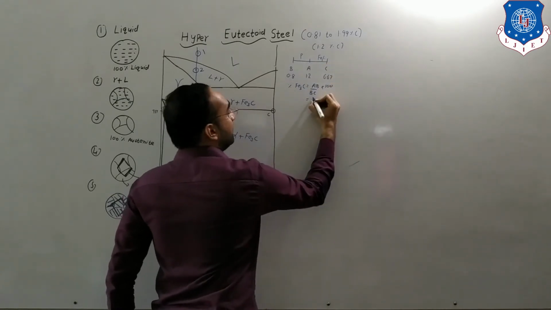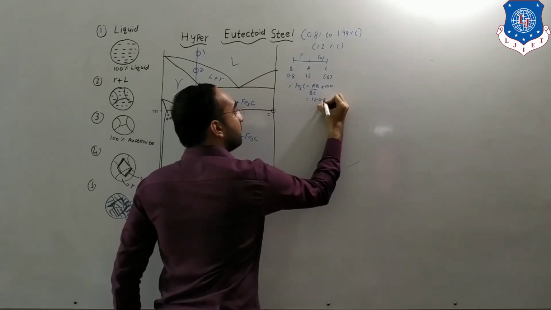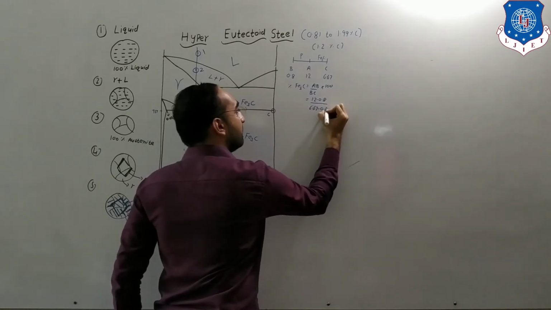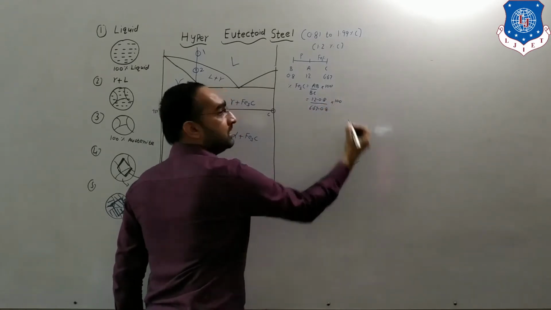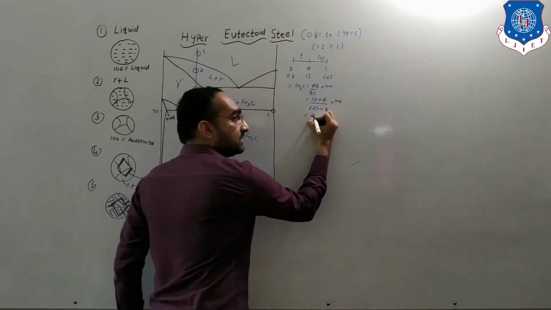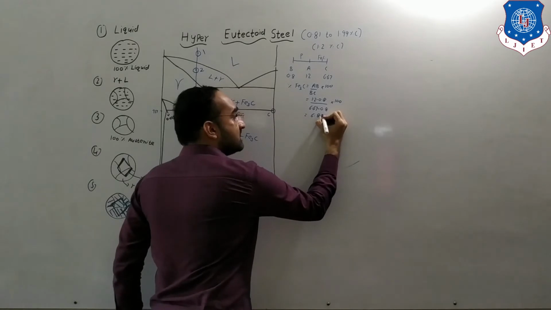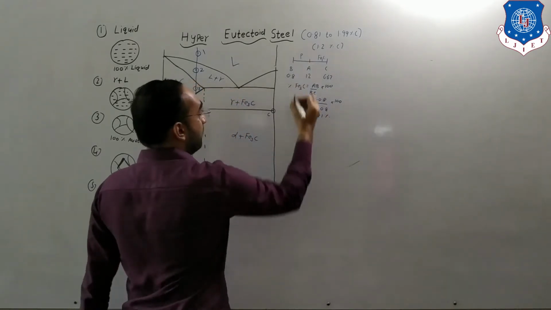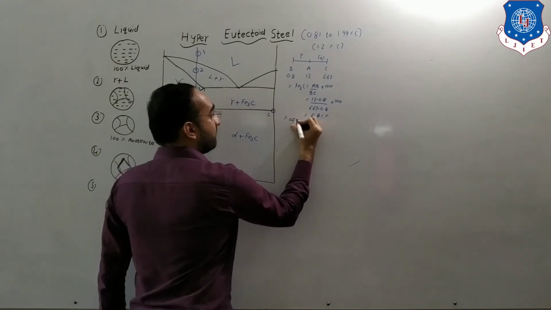AB is nothing but 1.2 minus 0.8, divided by 6.67 minus 0.8, multiplied by 100. That is your Fe3C. It comes to around 6.81%.